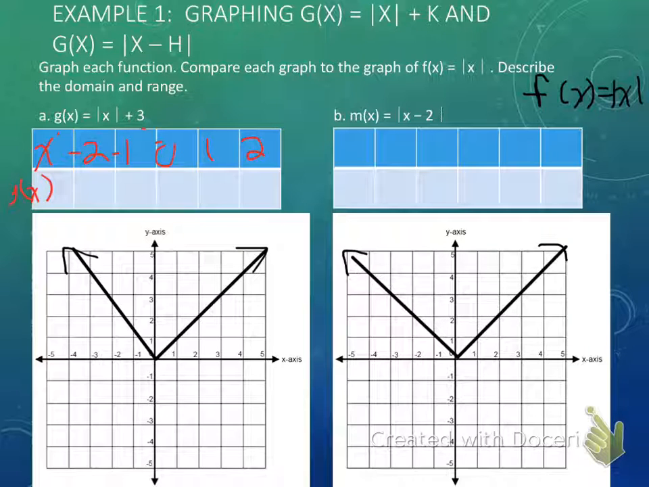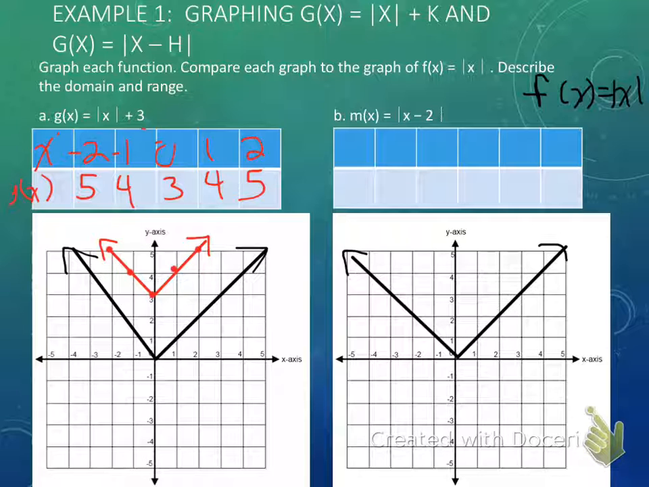And if I plug those values of x into the absolute value of x plus 3, I'm going to end up with 5, 4, 3, 4, 5. So if I'm going to plot those points, I'm looking at (-2, 5), (-1, 4), (0, 3), (1, 4), and (2, 5). So you can see that my graph is actually the same, but it's been shifted up 3 units.